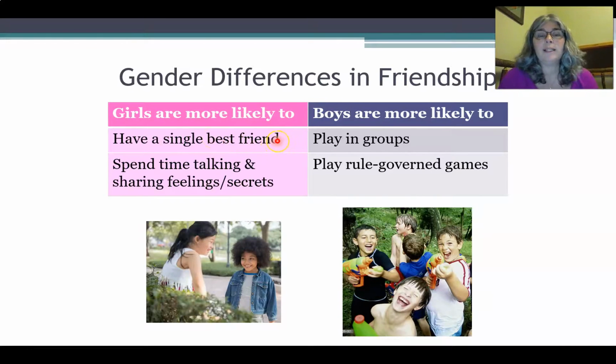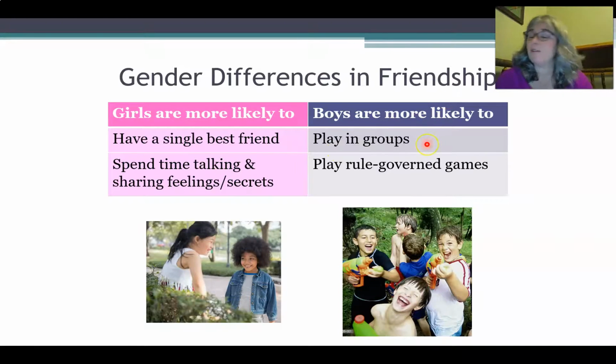All right, so here, what about differences in their friendships? Girls, more likely to have a single best friend. Now, they do tend to have other friends as well, but they usually have one friend that they have a special connection with, that they really share with, and they spend time talking about their feelings, talking about secrets and thoughts that they have, and sharing their innermost private ideas.